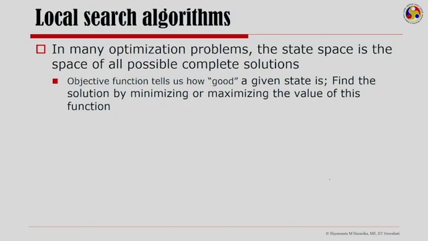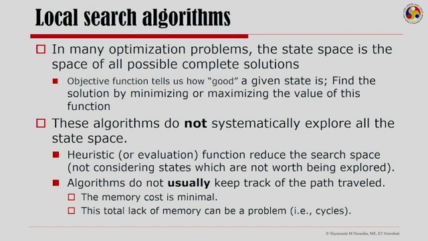Objective functions tell us how good a given state is. Find a solution by minimizing or maximizing the value of this function. These algorithms do not systematically explore all the state space. Heuristic or evaluation functions reduce the search space, pruning what is not worth being explored.